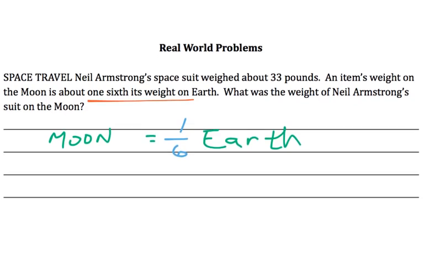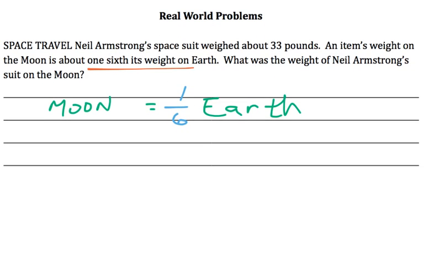Now, instead of writing it with words, let's rewrite it again. And we'll use the letter m, lowercase, because that's more common. We see lowercase for variables, while we see capital letters for angles. And the weight of something on the moon is 1/6 of its weight on Earth. Well, if the spacesuit weighed about 33 pounds on Earth, by the way, then we're going to figure out that its weight on the moon is 1/6 of 33.